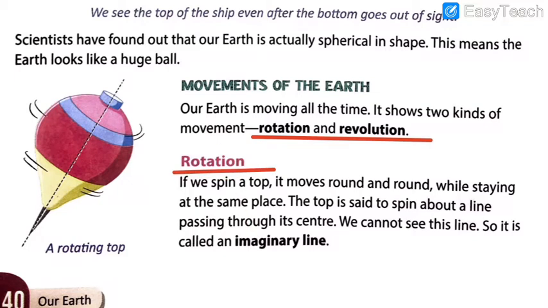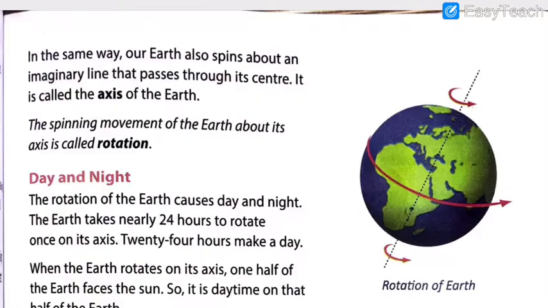Rotation and revolution. If we spin a top, it moves round and round while staying at the same place. The top is said to spin about a line passing through its center. We cannot see this line, so it is called an imaginary line. In the same way, our earth also spins about an imaginary line that passes through its center. It is called the axis of the earth.